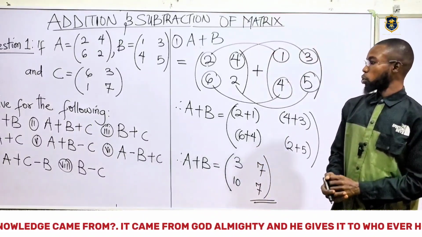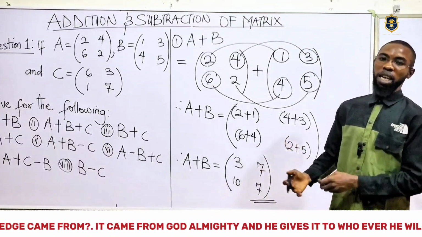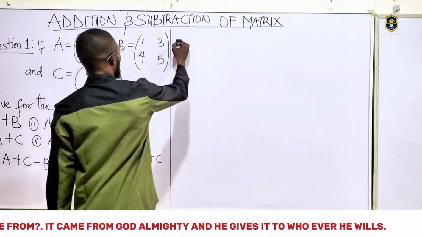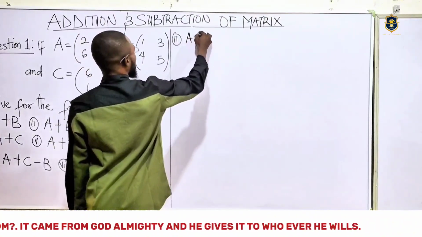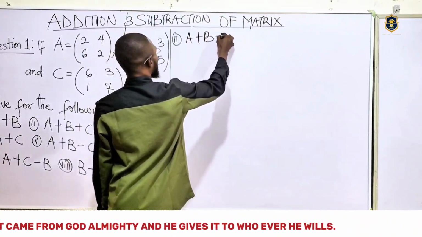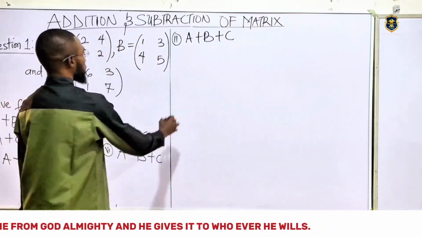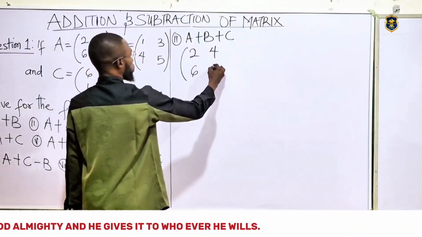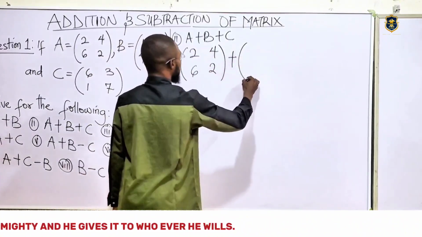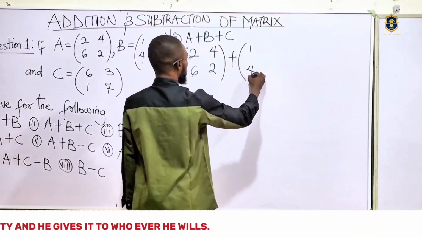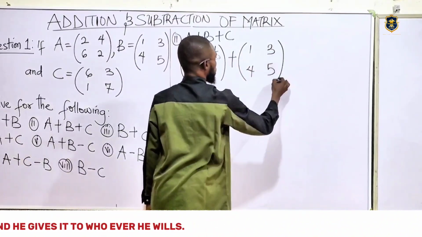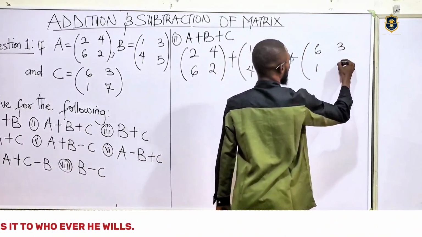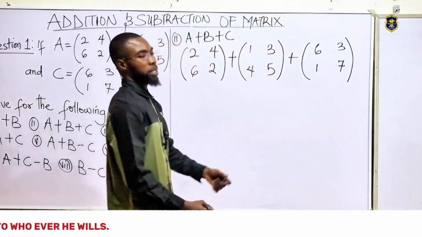Let's jump to number 2. Number 2 says you find A plus B minus C. So let's see how we're going to do that. Let's look at the number 2 question. In it, we have A plus B plus C. What do we do with that? Therefore, A being 2, 6, 4, 2 plus B, what's B? B being 1, 4, 3, 5 plus C, what's C? C being 6, 1, 3, 7. So we're going to be adding each and every one of them.